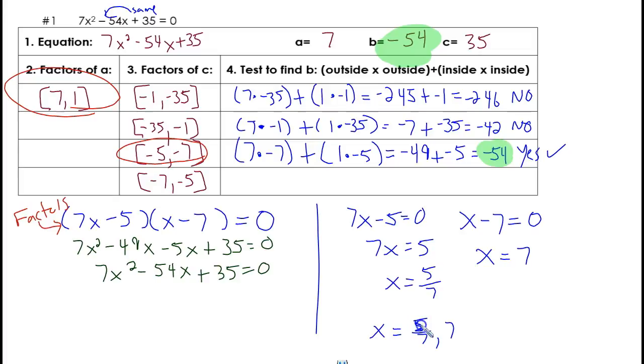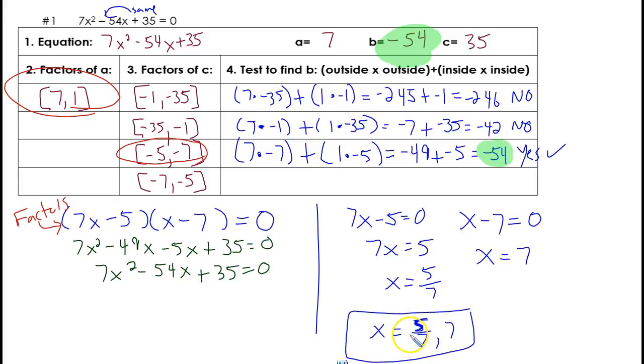You can remember from earlier discussions that there are always going to be two roots for these. If there's only one root, it's because there's a double root, which means there really are two roots. We'll talk more about double roots a little bit later. So here are the solutions for this example, 5 over 7 and 7.